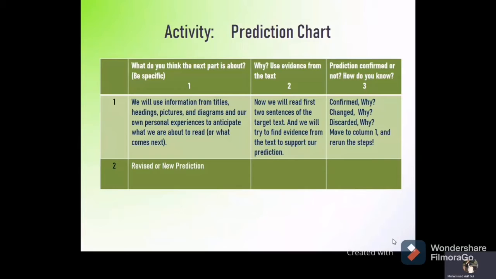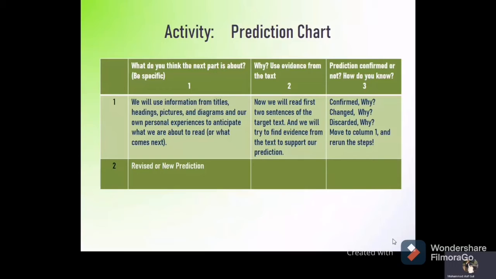And then in column 3, we will see whether our prediction has been confirmed. If we confirm our prediction, we will have to give a reason why we are confirming it. We may change it. We made a prediction in column number 1, but the evidence of the text was different. So we have to make a change in our prediction. And once again, we will have to give a reason why we are changing our prediction.